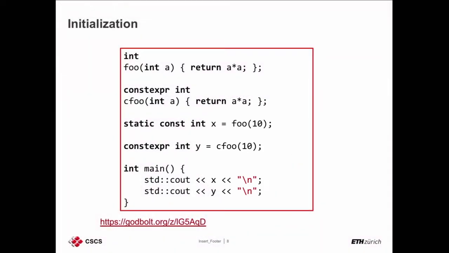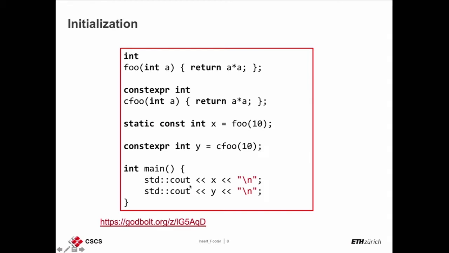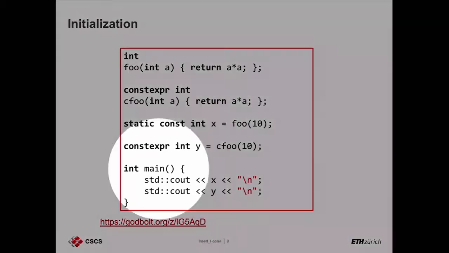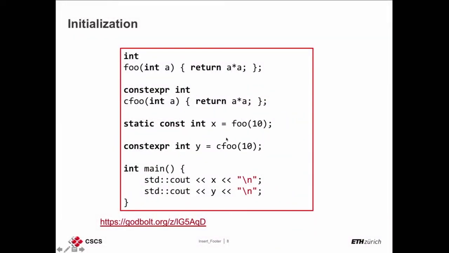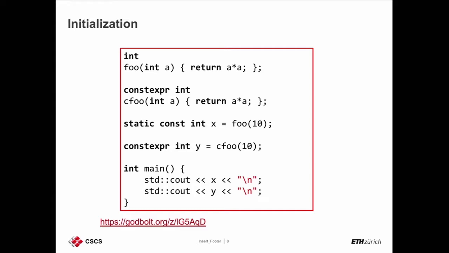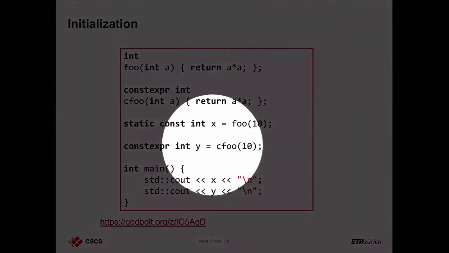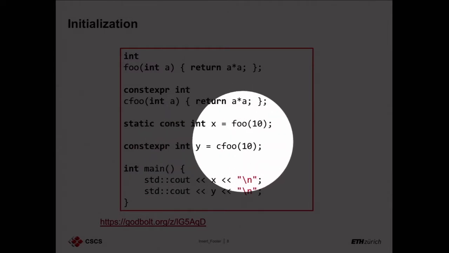So a static variable is initialized before main, if you want to take the simple way. So this static const x is basically a global variable. It's available, and it is initialized before your program starts. And the constexpr version, you could do constexpr int y = sifu of 10.